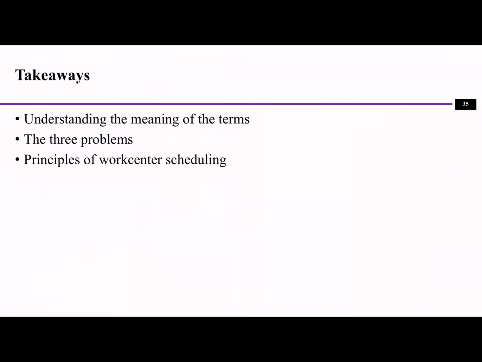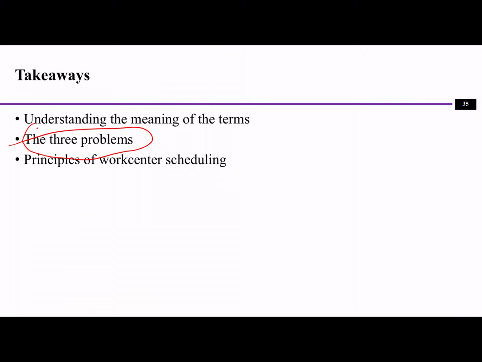All right, some of the takeaways for this class: understanding the meanings of the different terms, infinite, finite, forward, backward scheduling, and all these different rules. Understand how to solve those three key problems: n jobs on one machine, n jobs on two machines in the common sequence, and also n jobs on n machines. Scheduling is a very complicated problem.